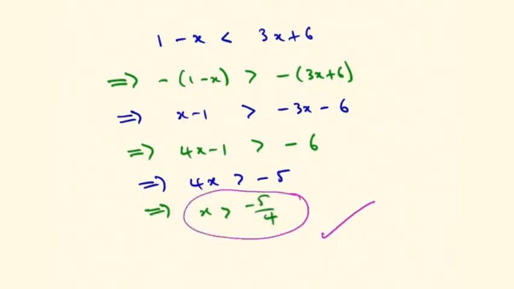Most of the manipulations we did, in fact all but one, maintained the inequality. You just have to be careful that when you multiply by a negative number you change the inequality.